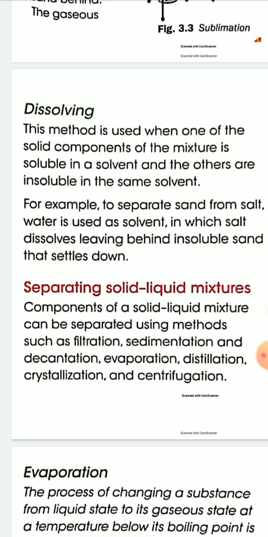For example, to separate sand from salt, water is used as a solvent, because salt will dissolve in water, but sand will not dissolve in water. So on dissolving a mixture of salt and sand, you will be able to separate the mixture of sand and salt by using the process of dissolving.